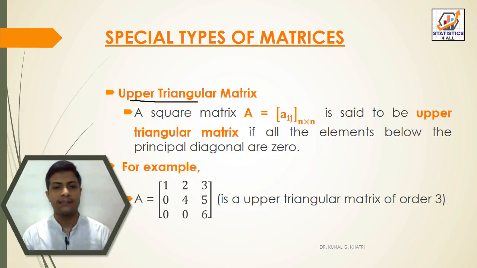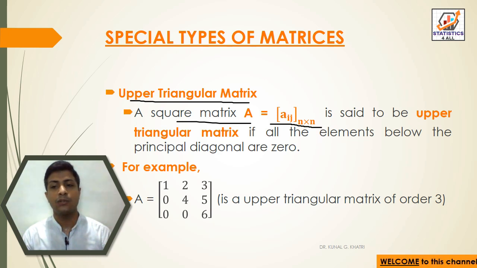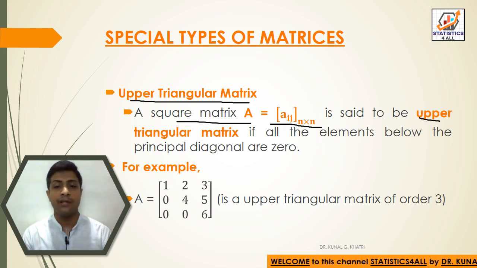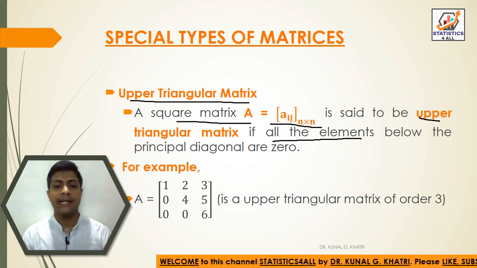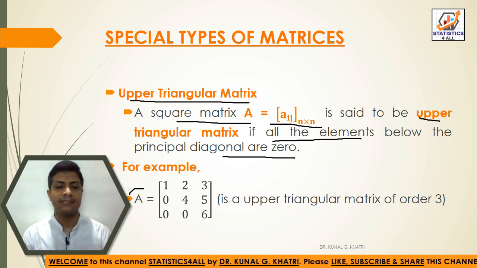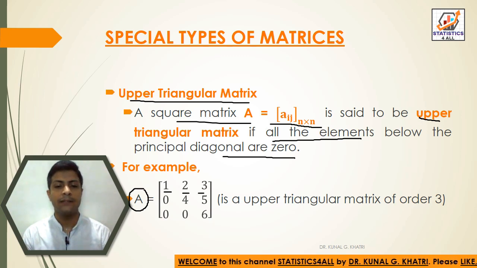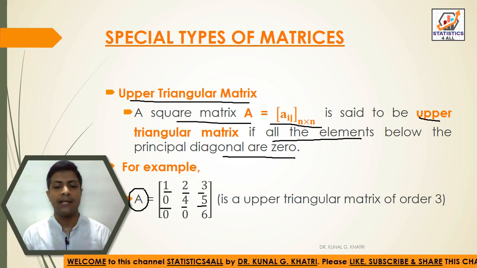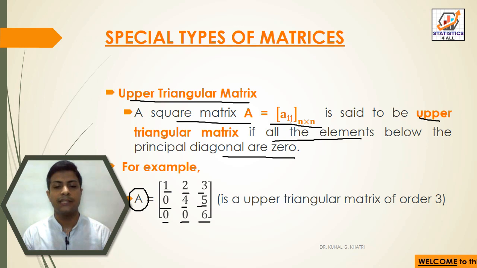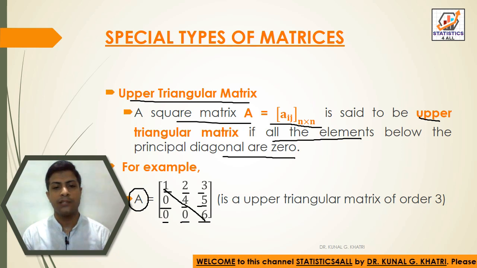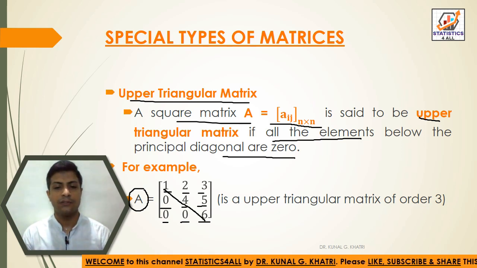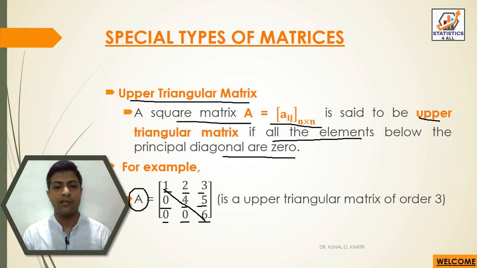Upper triangular matrix. A square matrix A equal to Aij, n into n, is said to be an upper triangular matrix if all the elements below the principal diagonal are 0. For example, matrix A, here a square matrix is given, that is 3 rows and 3 columns. We can see here 1, 2, 3, 0, 4, 5, 0, 0, 6. So diagonal elements are 1, 4, 6. So below the principal diagonal are 0. So it is an upper triangular matrix of order 3.